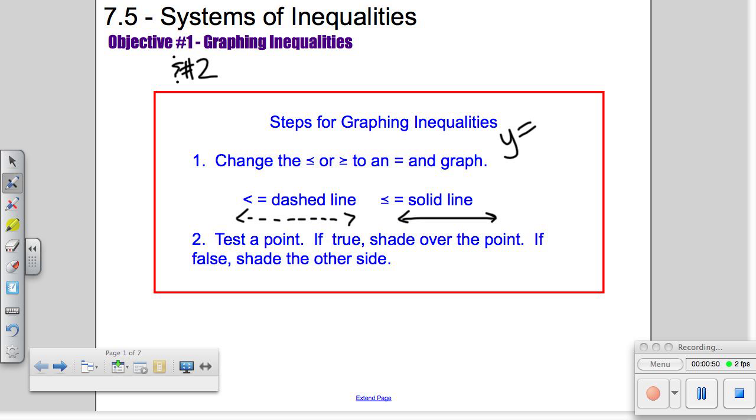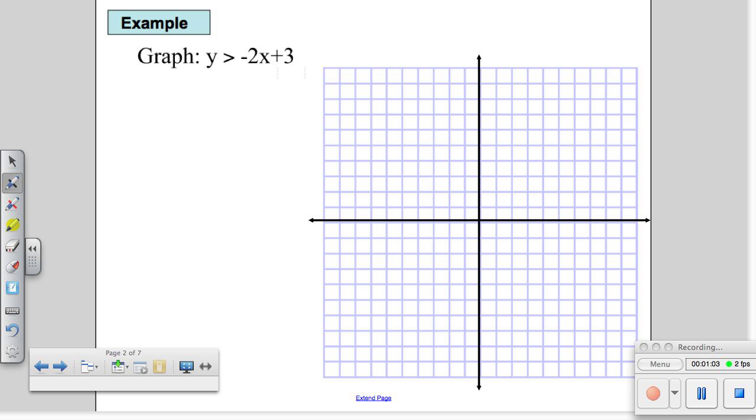When you're done with that, you're going to test a point. If your point works, meaning you get a true answer, then you're going to shade where the point is. If the point doesn't work, you'll shade the other side. And we'll take a look at an example right away.